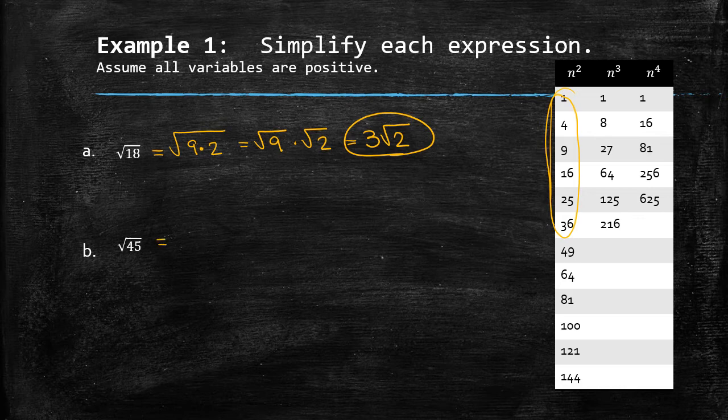Okay, let's do the same thing for the square root of 45. Again, 9 is the biggest perfect square that divides into 45, since 45 is 9 times 5. Break this up to the square root of 9 times the square root of 5. Again, the square root of 9 is 3. So I have 3 times the square root of 5.